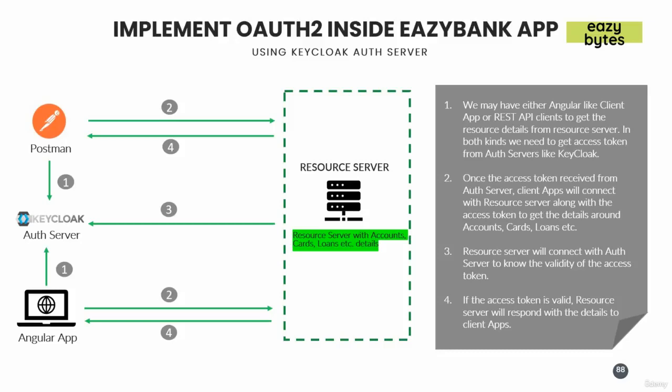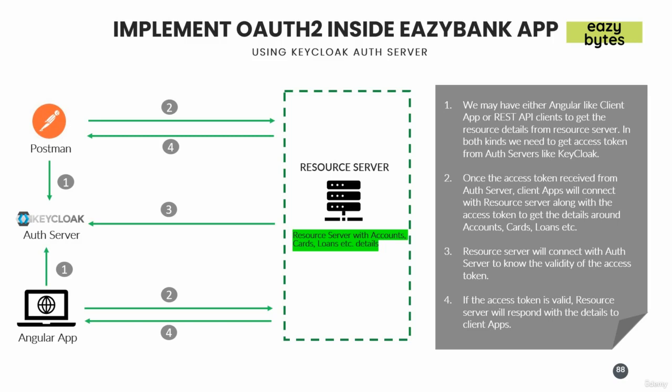In the architecture diagram that we initially discussed at the start of this section, we successfully set up the KeyCloak auth server inside our local. So now there can be two types of applications that want to interact with my KeyCloak auth server in order to get an access token or ID token, so that they can start interacting with the resource server.